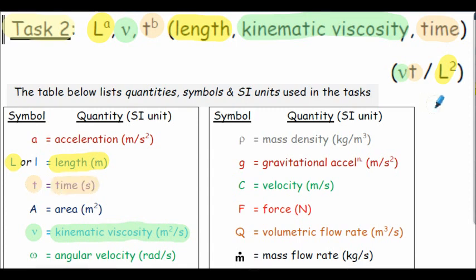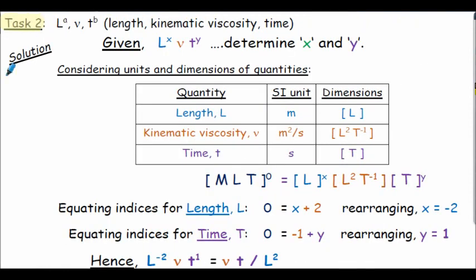I'd encourage you to start the presentation and attempt task 2, but the full worked solution is shown on the following slide. Task 2 is the full solution. So as always, consider the various quantities, units and dimensions. So I have L to the power of x, L, so unit in meter, dimension capital L, so length, kinematic viscosity nu, we're given the unit of meter squared per second, so dimension that's L to the power of 2, t to the -1, and we've got t to the power of y, t is time, so unit is s and dimension is capital T.